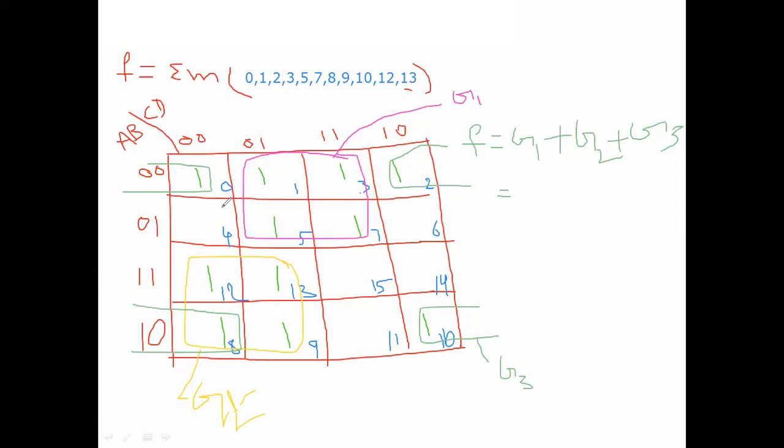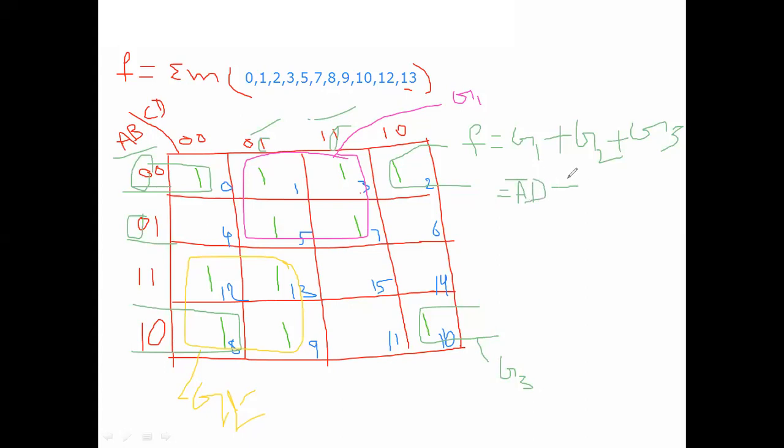What about the AB values? 0, 0, 0, 1. Which is common? 0 is common. That means that belongs to A, so A bar. What about the CD variables here? 0, 1, 1, 1. Which is common? 1 is common. So this belongs to D. So A bar D. So group 1 is A bar D.